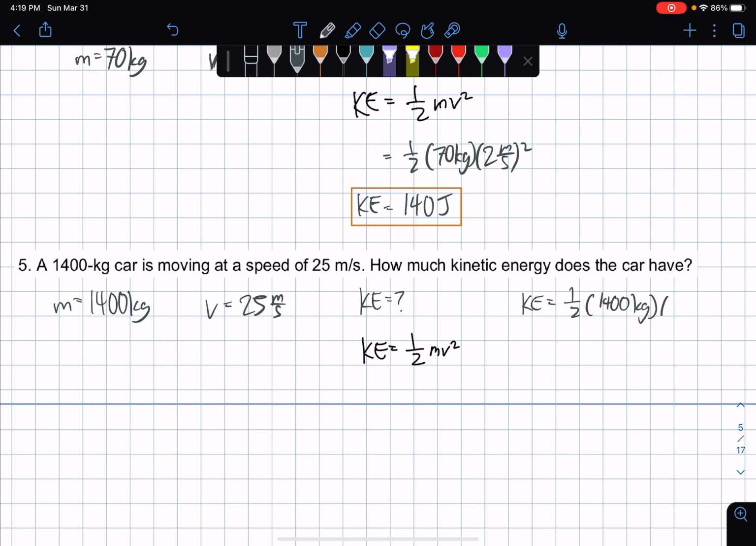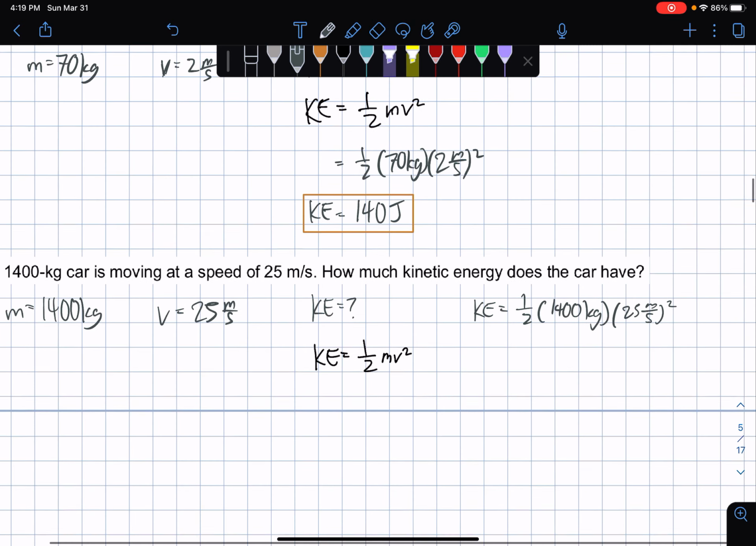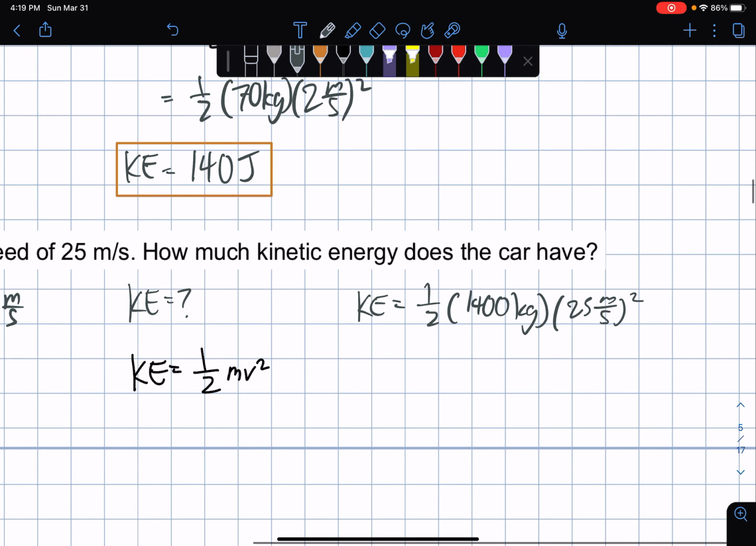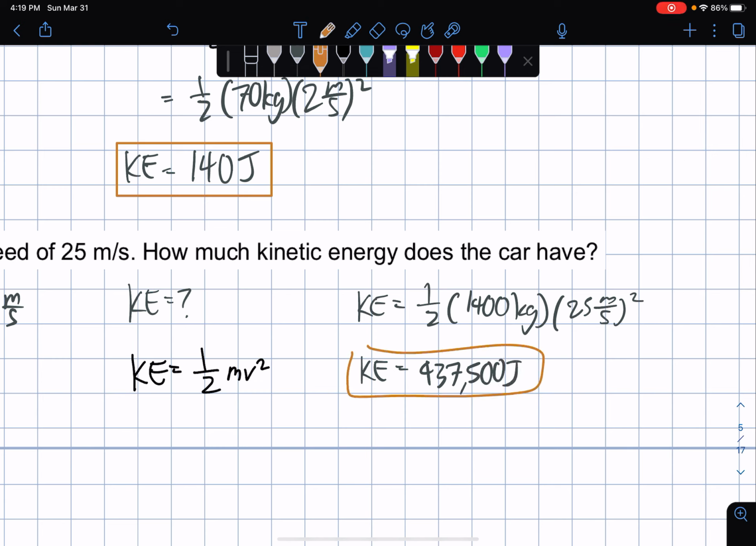Velocity is 25, right? Okay, so 25 raised to 2. Yeah, let's just use a calculator. So it's equal to 437,500 joules. Okay, that's for number 5.